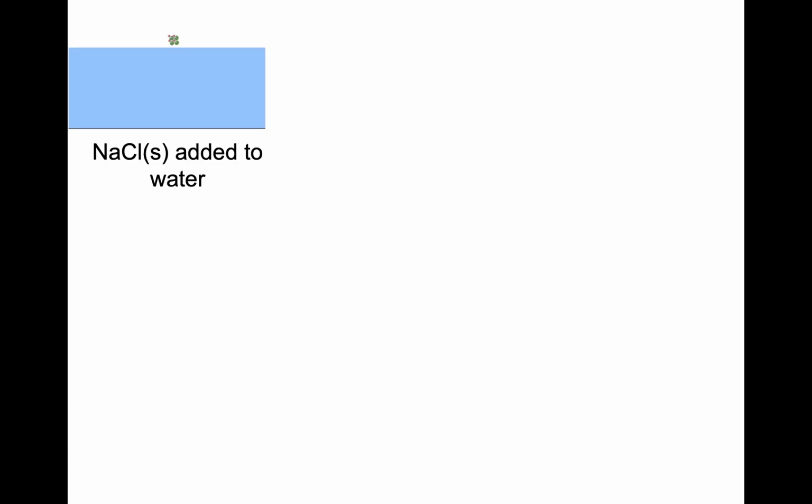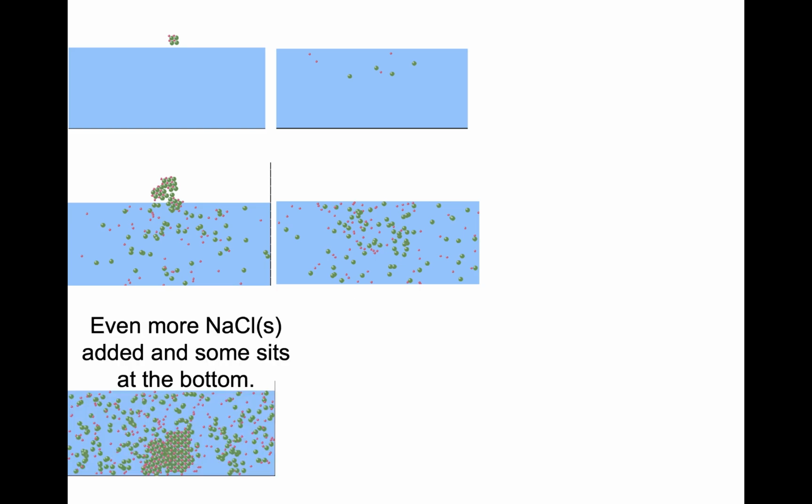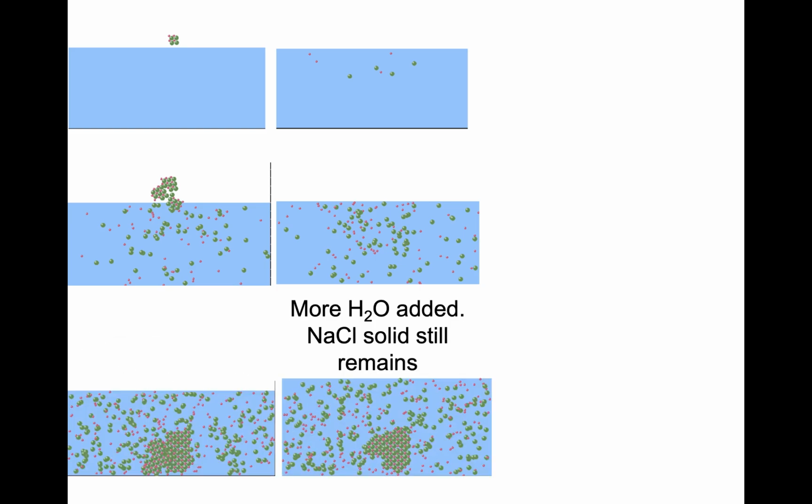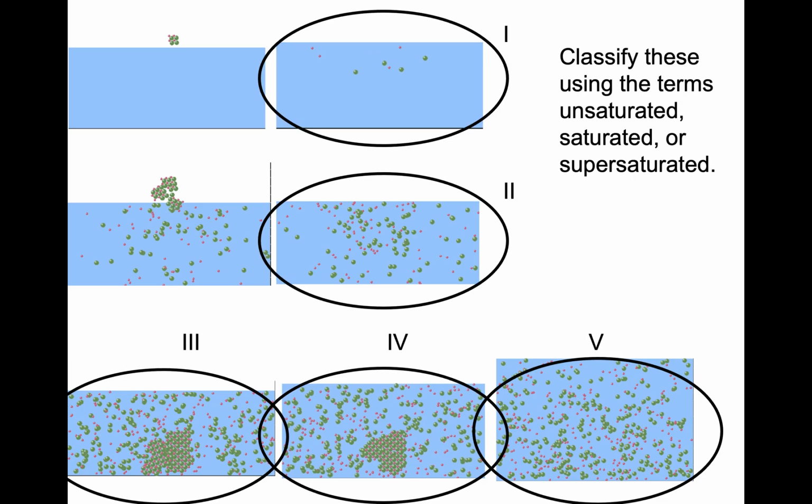Then here's the summary of it. Add in the salt, aqueous, add more, it dissolves, even more. Now we see water, solid sodium chloride remaining, add more water, and eventually add even more, and we'll see that all of the sodium chloride has dissolved once again.